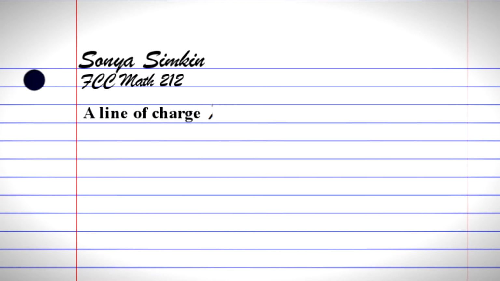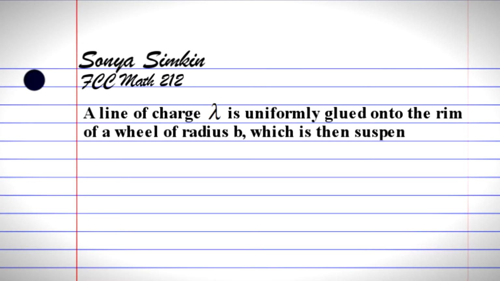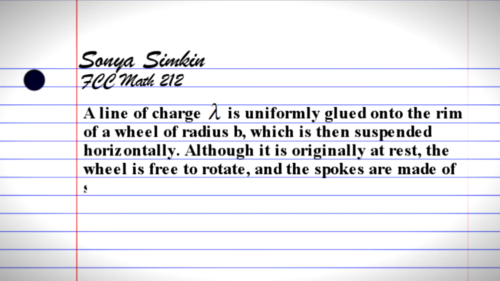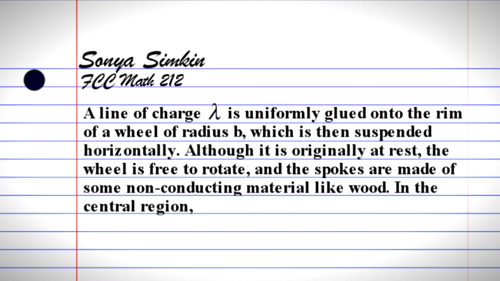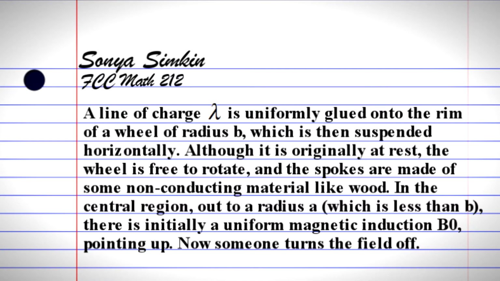A line of charge, lambda, is uniformly glued onto the rim of a wheel of radius b, which is then suspended horizontally. Although it is originally at rest, the wheel is free to rotate, and the spokes are made of some non-conducting material like wood. In the central region, out to a radius a, which is less than b, there is initially a uniform magnetic induction, B, pointing up. Now someone turns the field off.